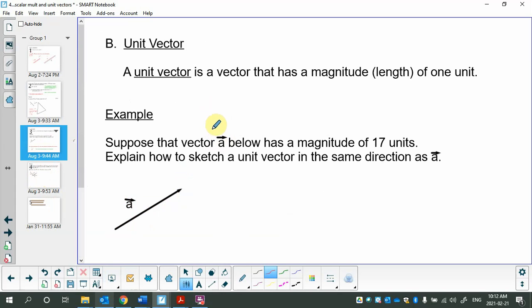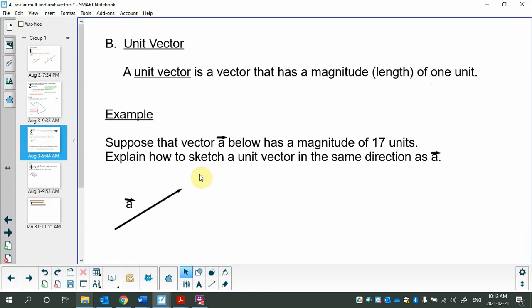So the next thing is a bit tricky. It's got some math with it in case you have looked at this so far and said, oh, there's no math yet, I'm just drawing pictures. But a unit vector is a vector that has a magnitude or length of 1 unit. So whatever that unit happens to be. Maybe it's a centimeter, maybe it's a meter, maybe it's a kilometer, maybe it's an inch, maybe it's a foot, maybe it's a hand width, maybe it's the length of your forearm. It is just 1 unit long.